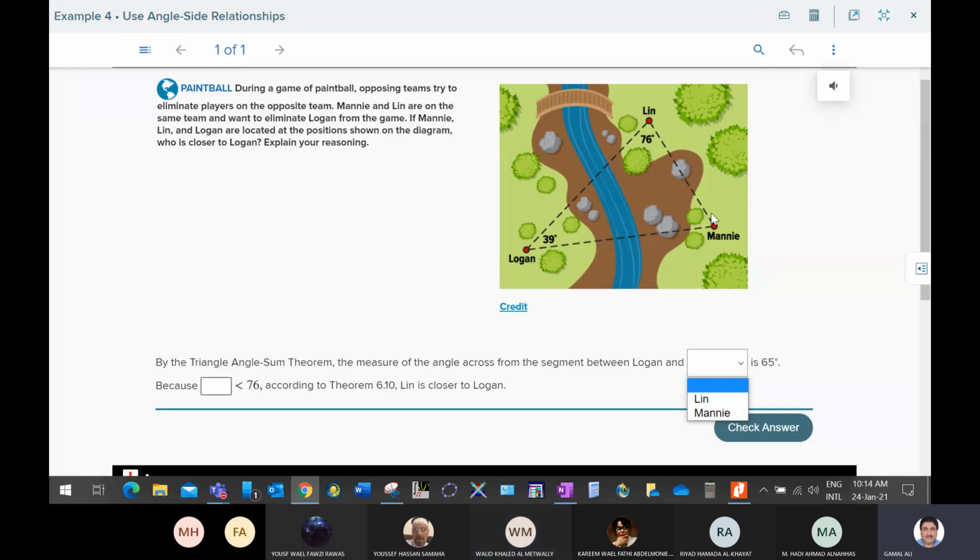Len Manny. Okay. What is the second angle? No, mister, not 75, 65. Okay. What is the second angle? Manny. What is the opposite side? Len Logan. So this is the shortest side. So who is closer to Logan, Len or Manny?